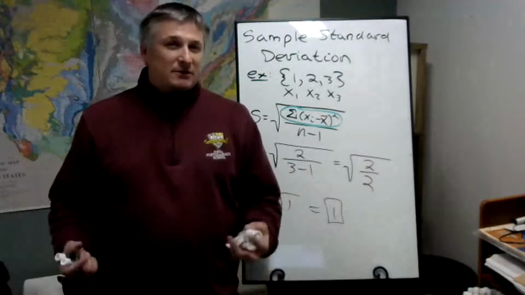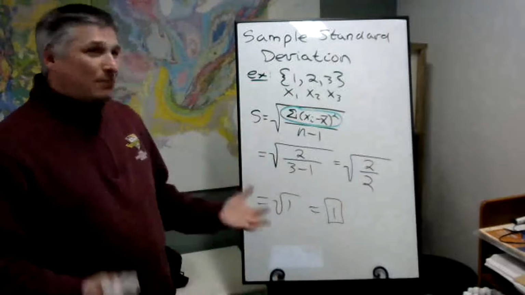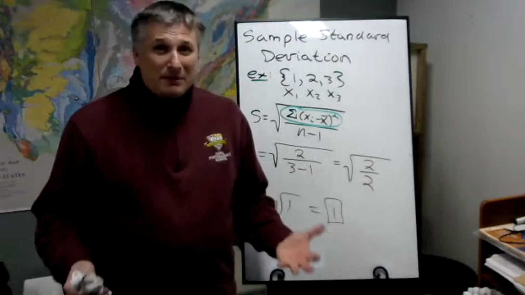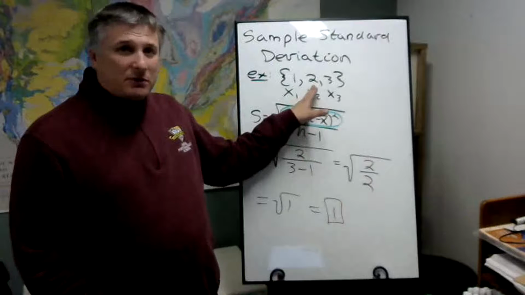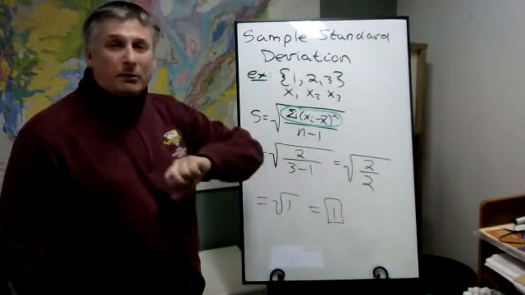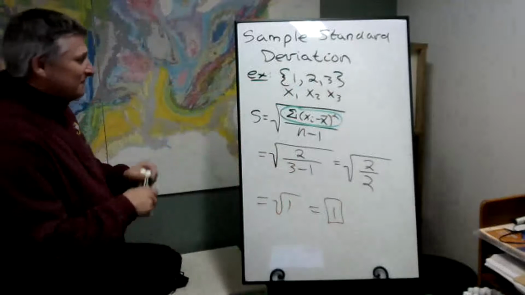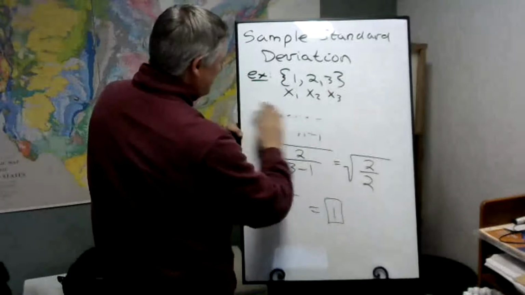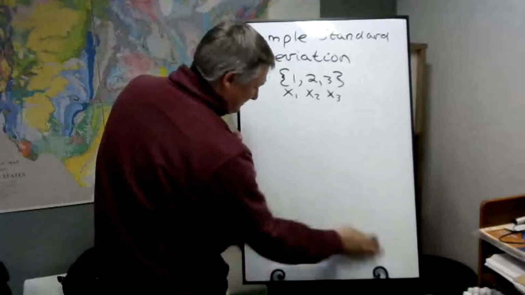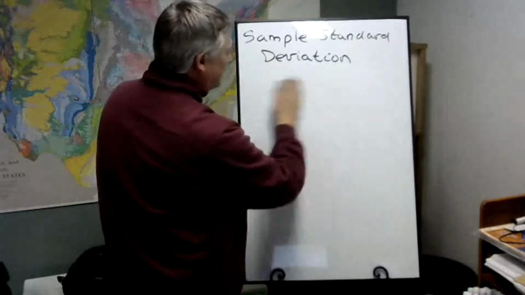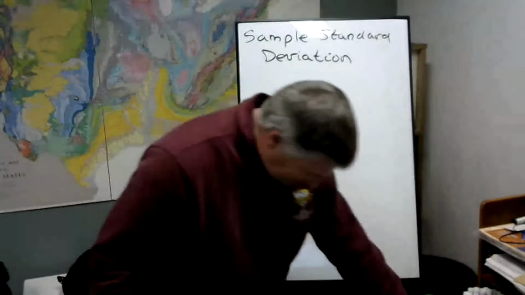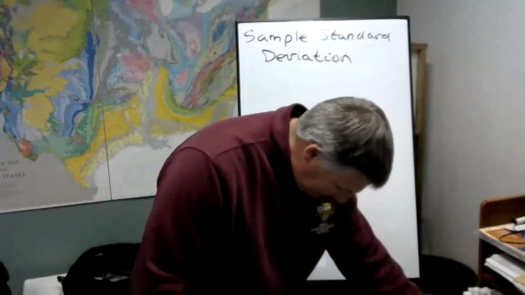Now, if we think about what standard deviation means, it's a measure of how much the data values deviate from the mean. Well, the mean is 2, and this is 1 away, and that's 1 away, so it seems to be working. All right. Now, this is a pretty simple example, but that's how it works.